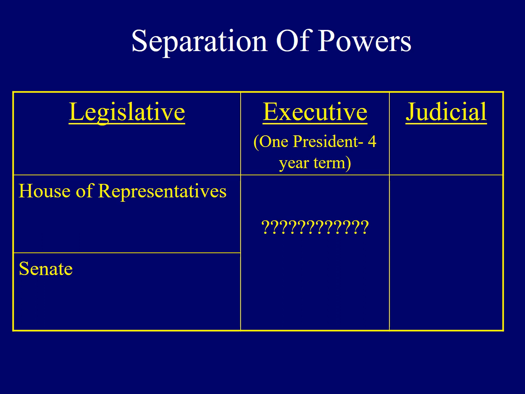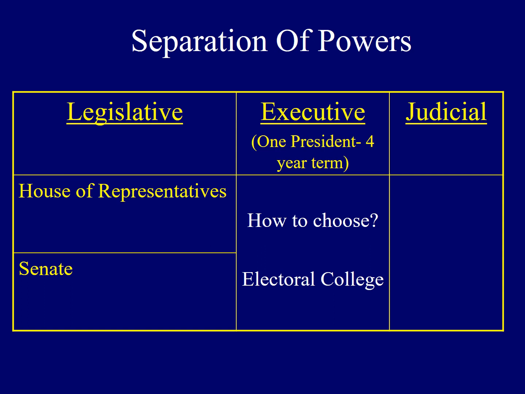Eventually, they decided to choose only 1 president, and that individual would be elected for 1 4-year term. But still, there were lots of questions about how to choose this individual. Some argued that the American people, or voters, should directly elect this president. Others said, no, it should be members of the House or the Senate. Eventually, they chose something unique. They decided to create something called the Electoral College. I'd like to talk next about how the Electoral College works.